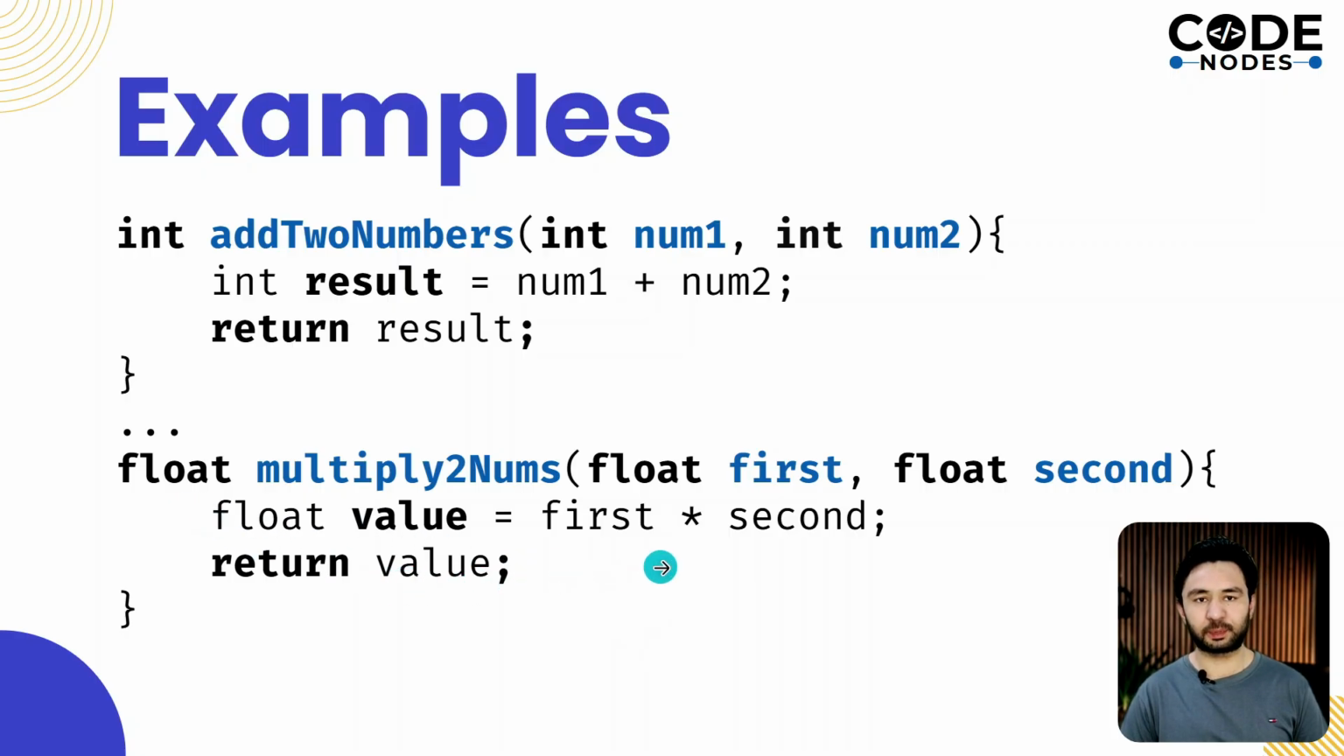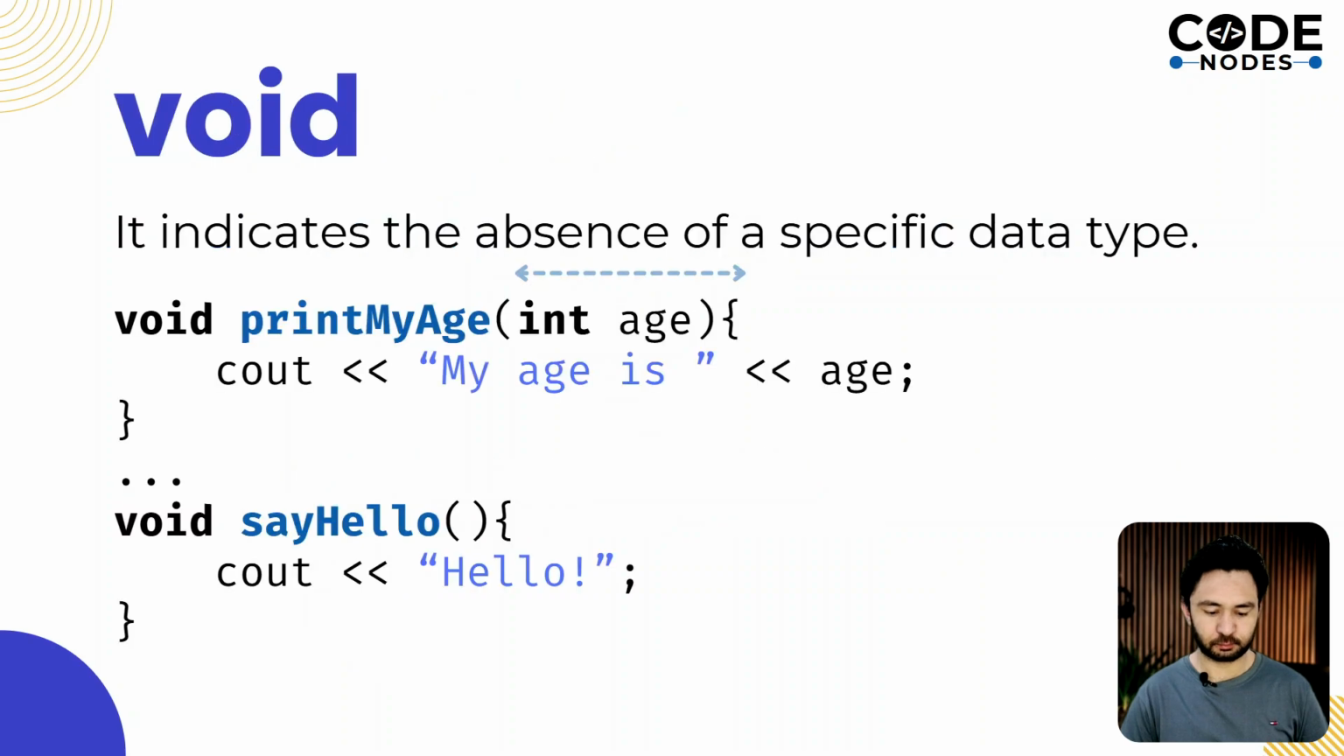Now, what happens if we do not want to return a value and we do not want to specify any data type for the function? Then we use void as the function return type. It indicates the absence of a specific data type. For example, we do not want to use integer, float, or double, etc. Then we should use void. When we use void as the return type of the function, it doesn't return anything. We just print inside the function and it does not return anything.